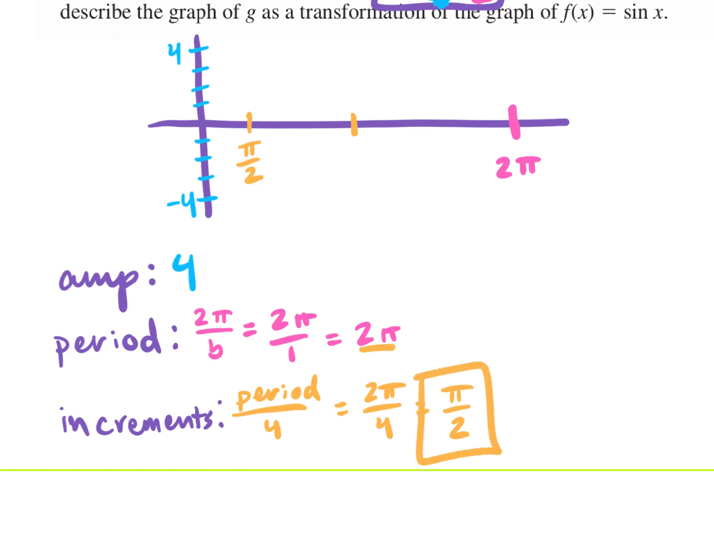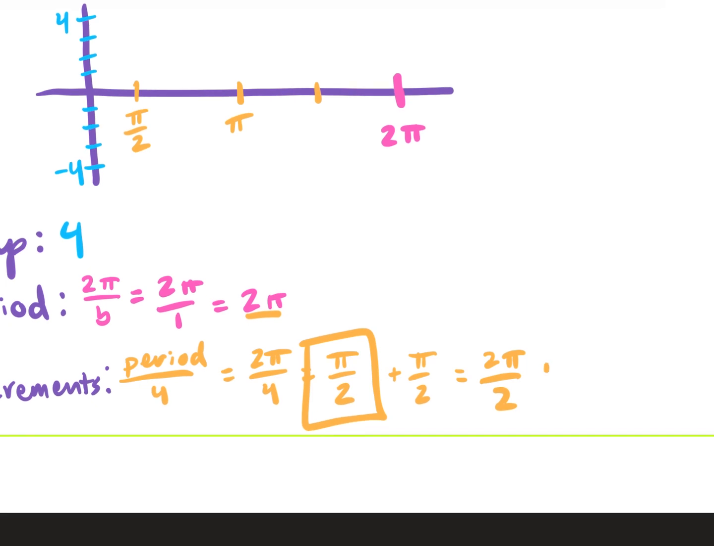So this is my increment, and I just keep adding that same increment each time to find the next one, the next one, the next one, because we cut our graph into just 4 equal parts to find the key points. So we're going to add another pi over 2. What's pi over 2 plus pi over 2? 2 pi over 2, which would be just pi. Perfect. We have to add another pi over 2 to find that third increment there. So that would make this 3 pi over 2.